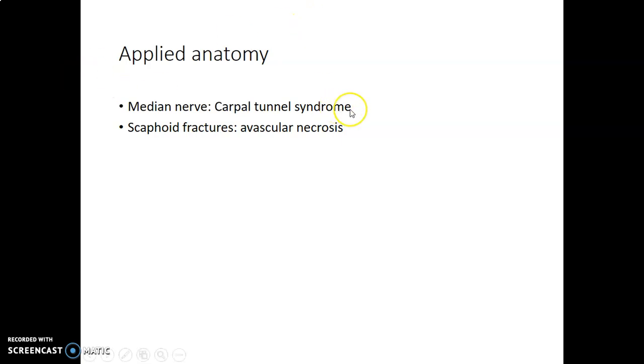So when you have compression of the median nerve within the carpal tunnel, that's what you call carpal tunnel syndrome. And it's usually seen in some diabetics or repetitive use of the hand, like in typists, associated with rheumatoid arthritis or in pregnancy. Those are the conditions where you can find carpal tunnel syndrome, and the median nerve is usually compressed.